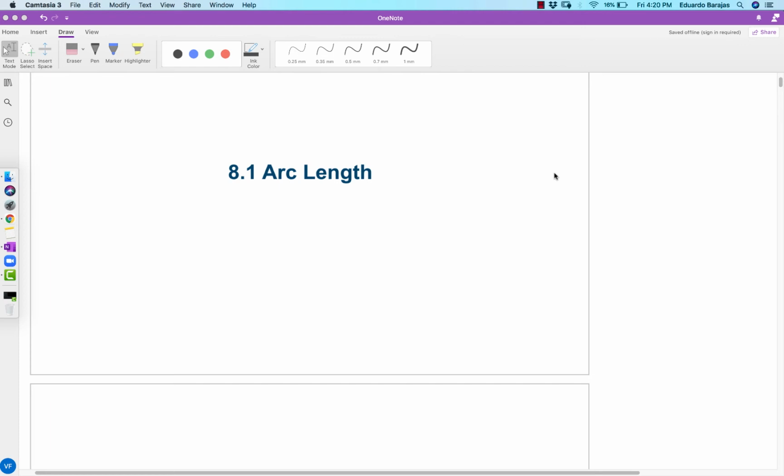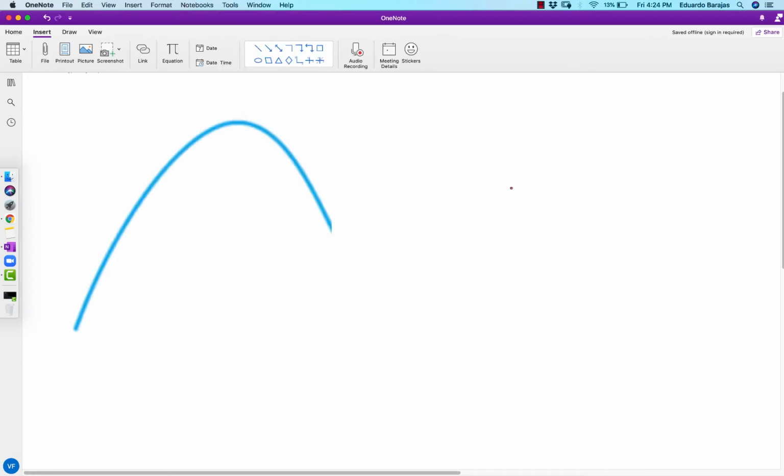Okay, Chapter 8, Section 1, Arc Length. In this section, we're going to figure out a way to determine the length of a curve. So let's say that we have this curve right here, and we want to figure out the length for it.